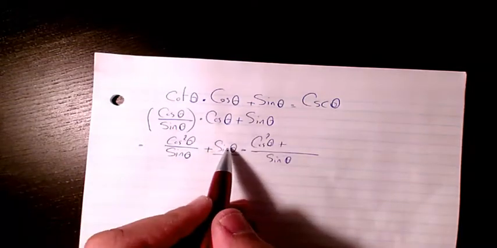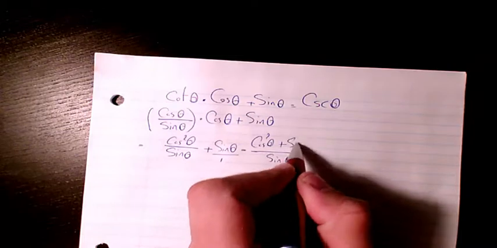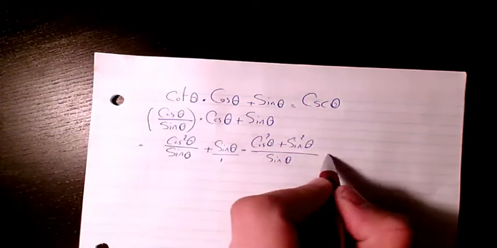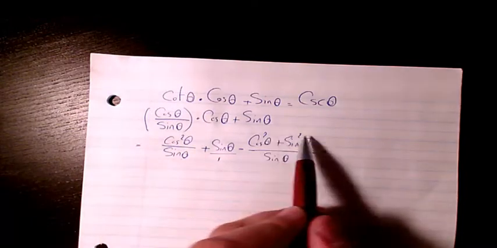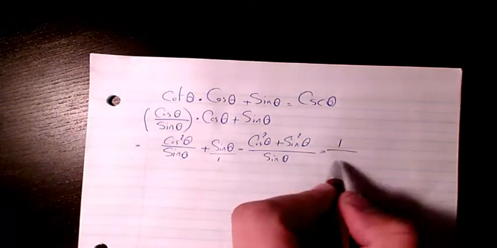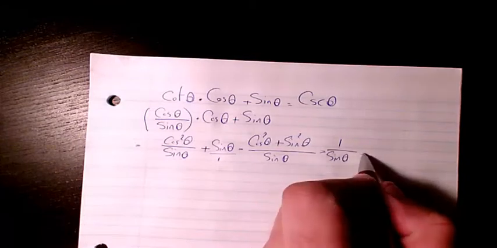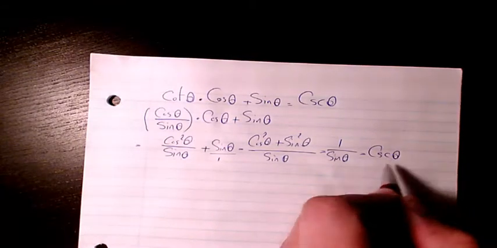This one, sine theta, we need to multiply it by sine theta, so it's going to be sine squared theta. And we know cosine squared plus sine squared is equal to 1. So 1 over sine theta is equal to cosecant theta.